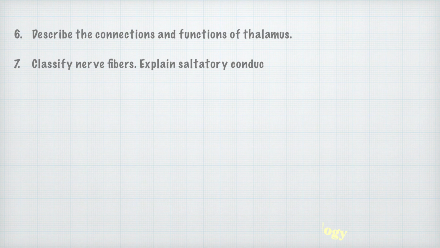Next, describe the connections and functions of thalamus. Okay. Thalamus, here you have to just write about the thalamic syndrome, one or two lines. Then classify nerve fibers and explain saltatory conduction. Here you have to classify the nerve fibers and don't forget to write the Erlanger-Gasser classification. It is very important. Now for saltatory conduction, you should draw the diagram of a myelinated nerve fiber, and you have to mark how the saltatory conduction is happening. What is the significance? What is the importance? What is the use of this saltatory conduction?